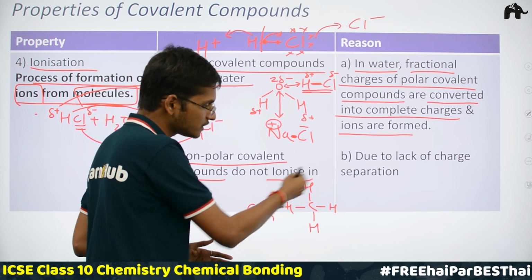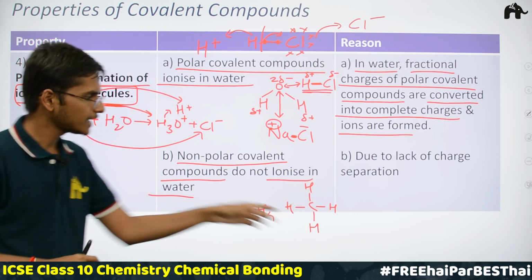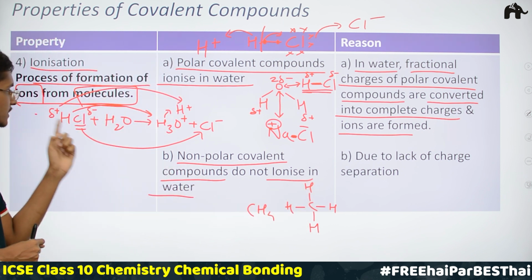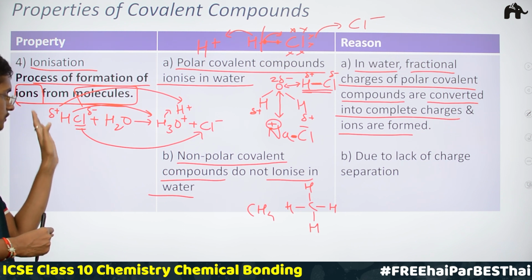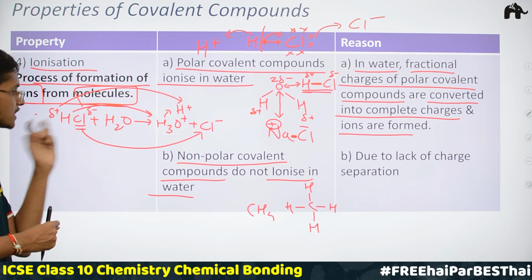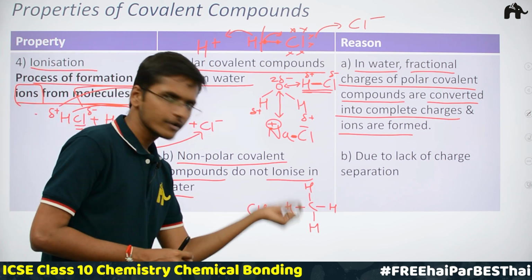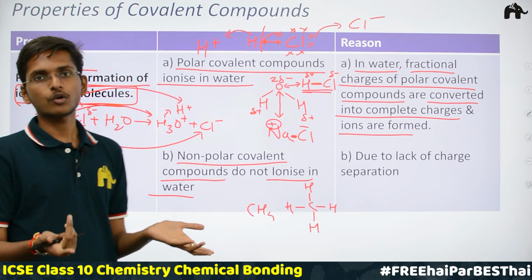Since this compound does not have charge separation, like here you can see in the case of HCl, there is charge separation in this covalent compound. Here is the slight positive charge, and the slight negative charge. So this covalent compound has charge separation, but this covalent compound does not have charge separation, because they have non-polar covalent bonds.